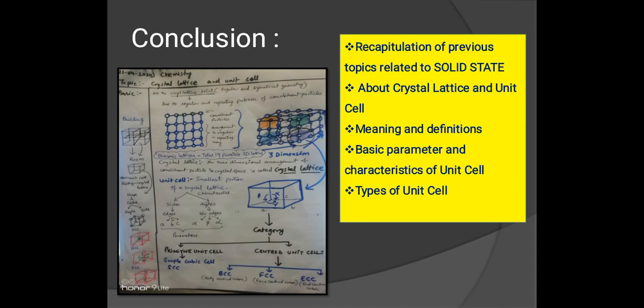So, conclusion, that's it for today. In conclusion, we recapitulated previous topics related to the solid state. We did crystal lattice and unit cell. We studied the meaning and definition of crystal lattice and unit cell, the basic parameters and characteristics of unit cell, and the types of unit cell. So that's it for today.